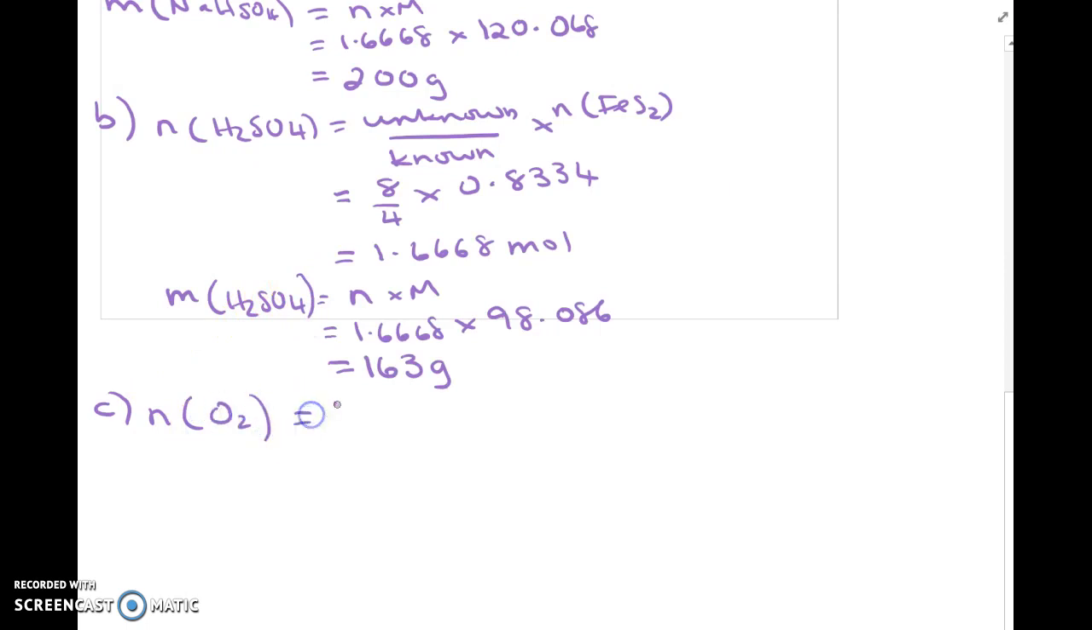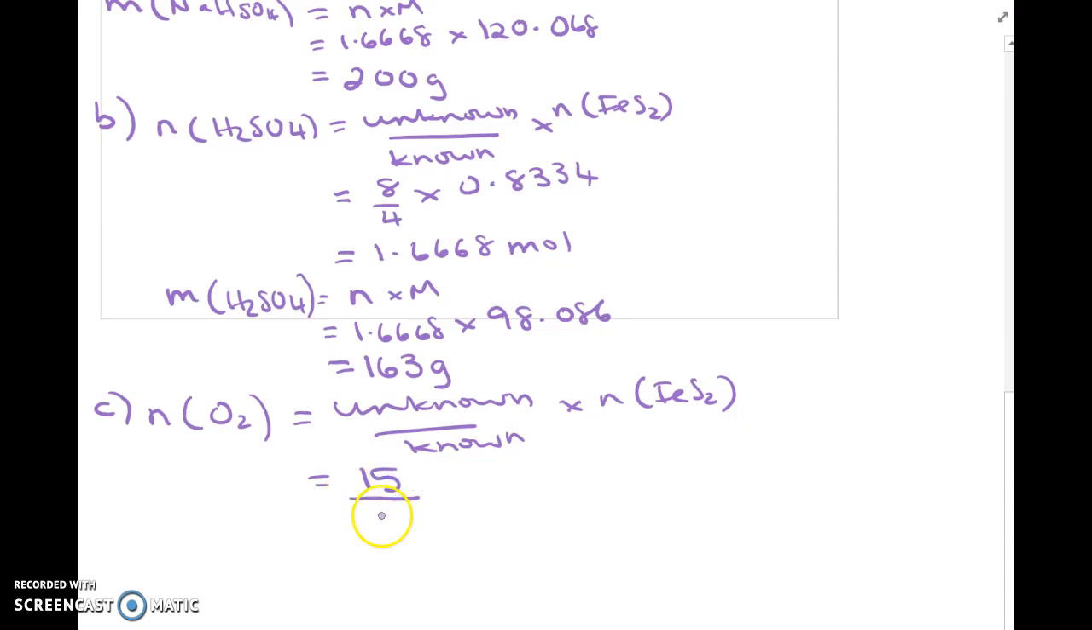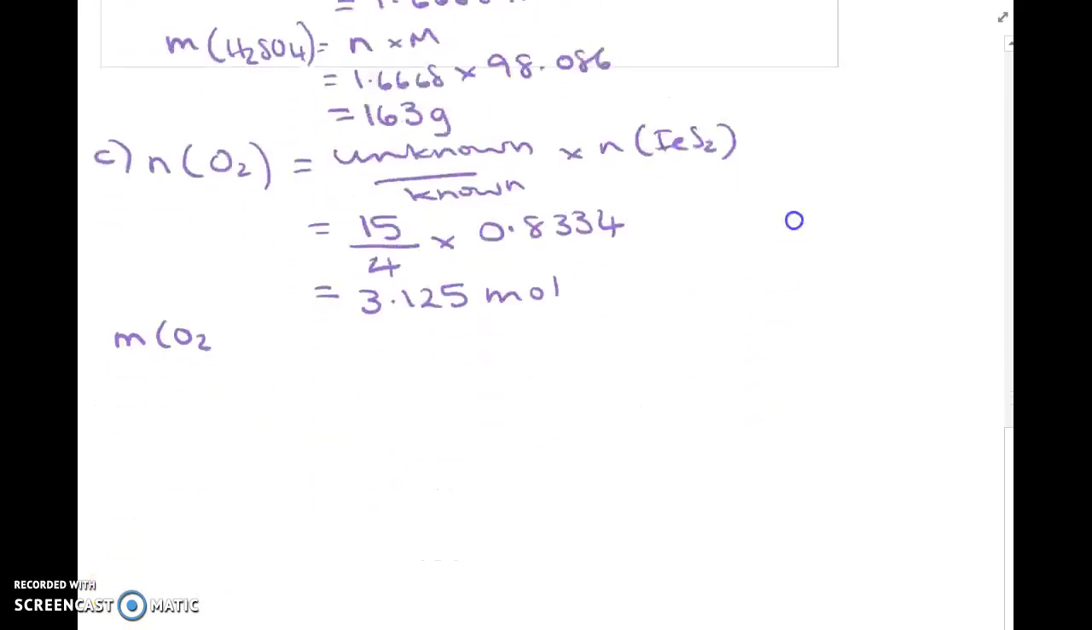So the number of moles of oxygen will equal the unknown over the known times the number of moles of iron pyrites. The unknown was 11 plus 4, which is 15, divided by the iron pyrites coefficient, which was 4, times 0.8334 moles. So this comes out to 3.125 moles. And of course the last step is to find the mass of the oxygen. The mass of the oxygen is equal to number of moles times formula mass, which is 3.125 times 32, which comes out to exactly 100 grams, to 3 significant figures.